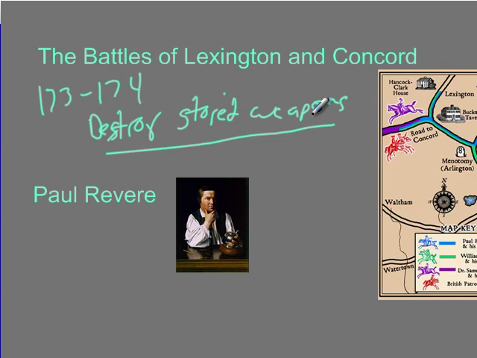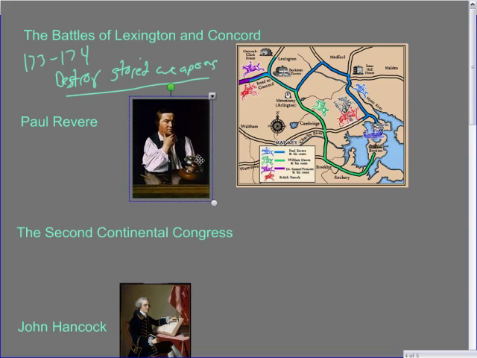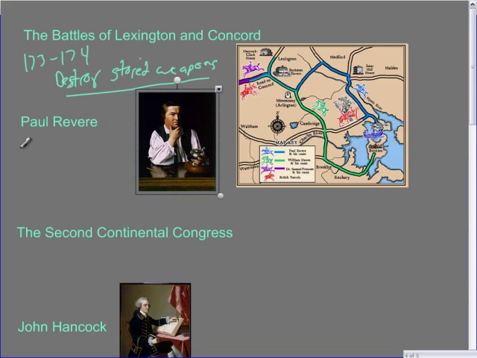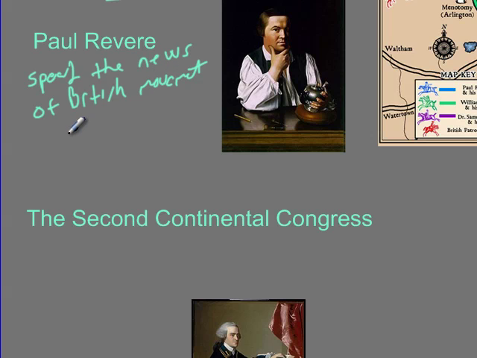And the thing about this is the colonists have planned for this. They are ready to move when the British move. And that's where Paul Revere comes into place. And that's why he is on your study guide as well. His job and his part of this plan is to spread the news of British movement. So this is still on page 173 through 174.